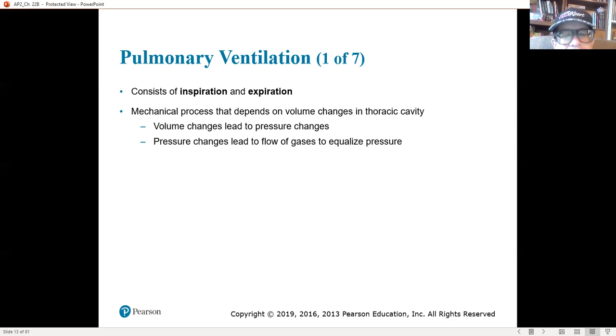Pressure changes lead to flow of gases to equalize pressure. This is very true, but I want to say it in a manner that's more simple, more easy to follow. Air always goes from high pressure to low pressure if you let it. Air will always move away from the high pressure and towards the low pressure if you let it.